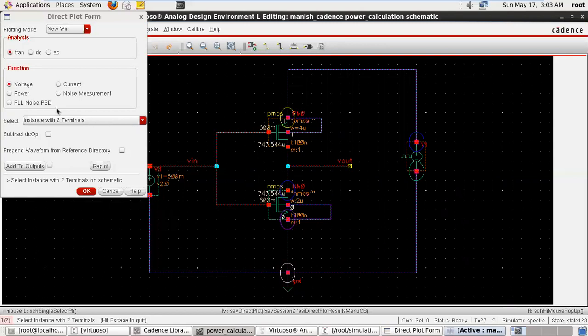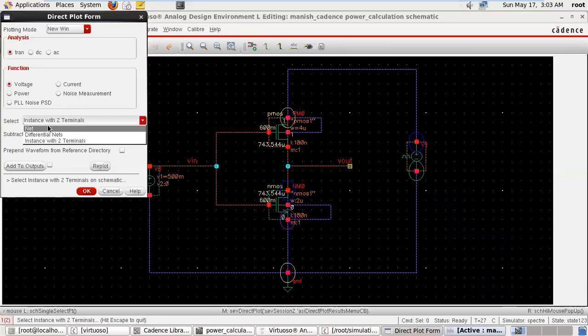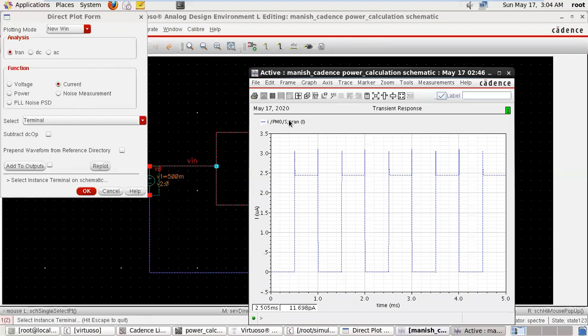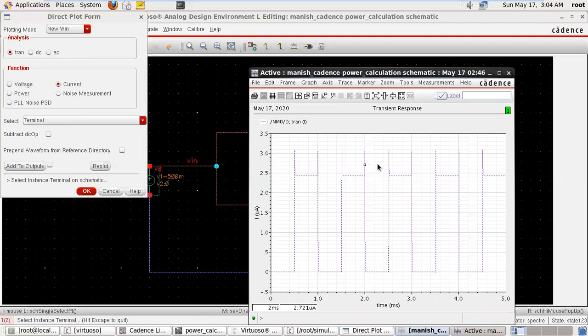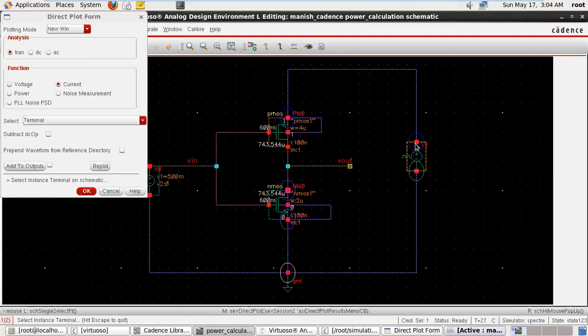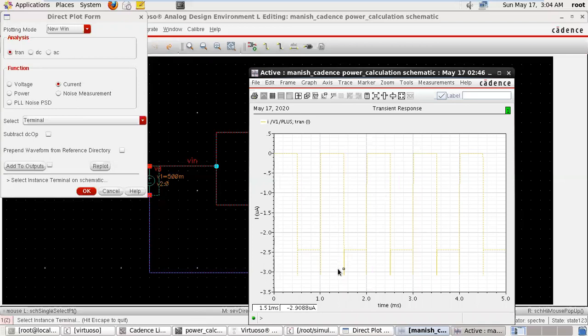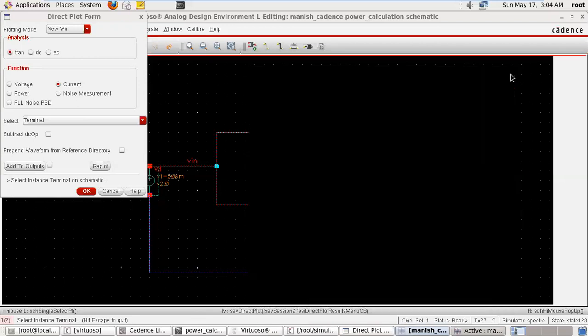Okay, so this is the voltage. You can find the voltage as net, particular node, wire, differential net, or instance. Same with the current. When you click the terminal current, suppose we are selecting this node, so this is the current of this node. Now suppose we are selecting this node, this is the current of this node with respect to the ground.